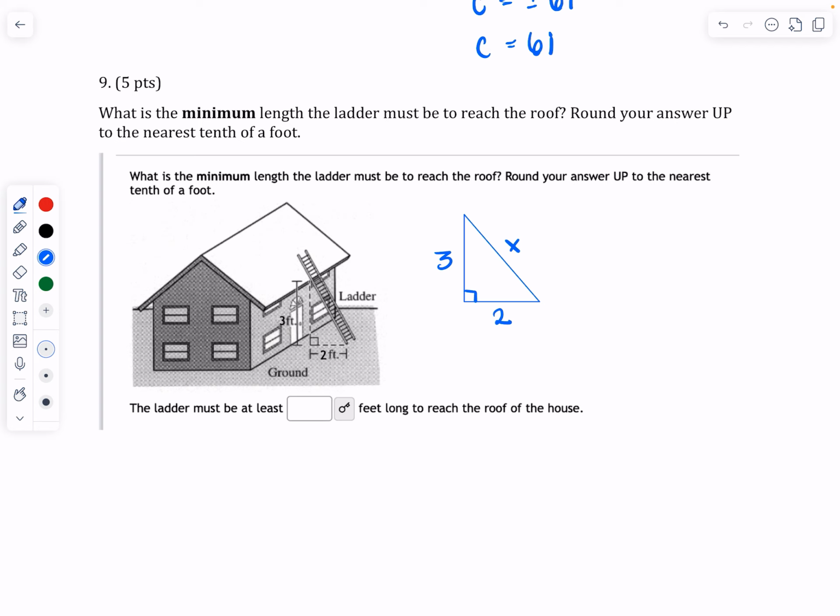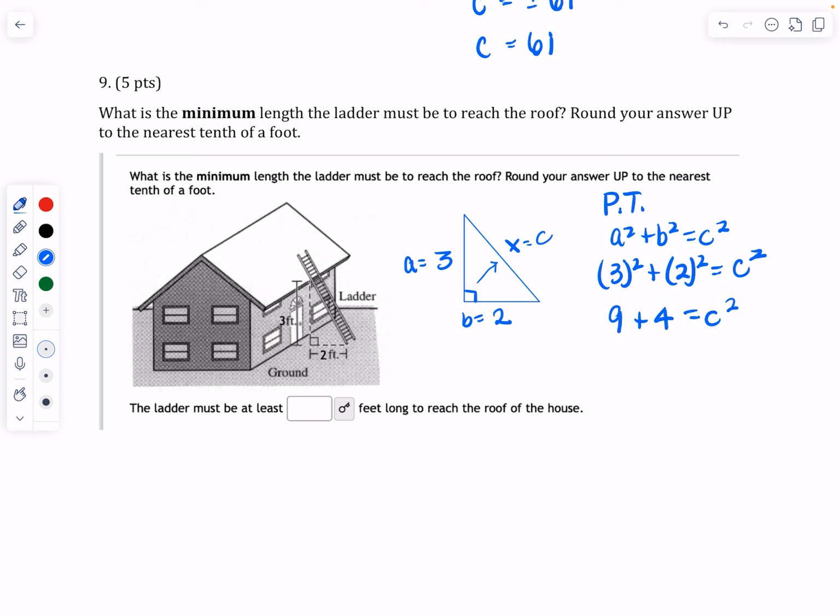So again, this is a right triangle, so we can use Pythagorean theorem, which is a squared plus b squared equals c squared. The legs that compose the right angle are a and b, so a equals 3, b equals 2, and the side across from that right angle is c. All right, so we're going to plug things in. A is 3, so 3 squared plus b is 2, 2 squared equals c squared. So 3 squared is 9, plus 2 squared, which is 4, which equals c squared. 9 plus 4 is 13.